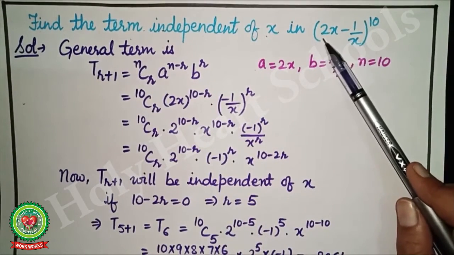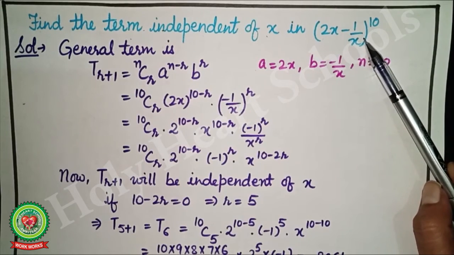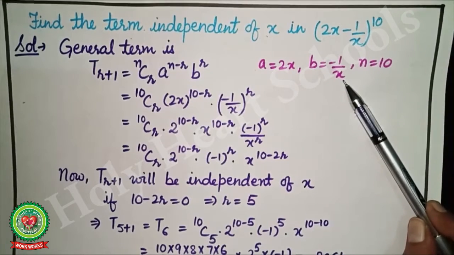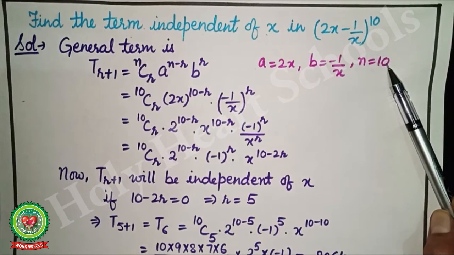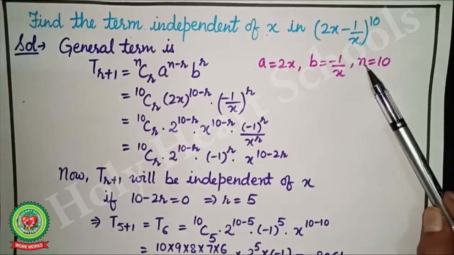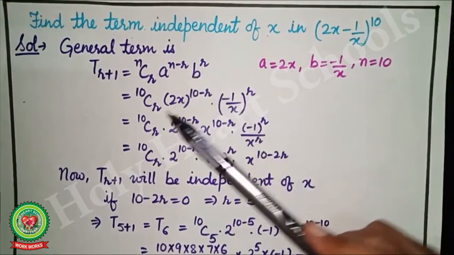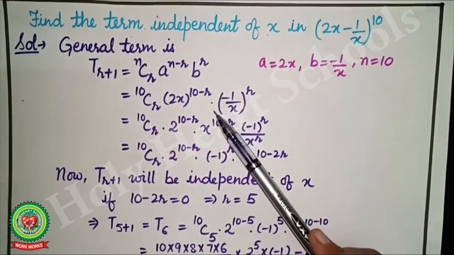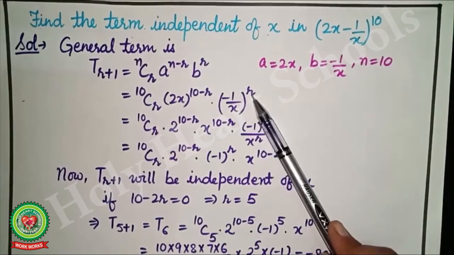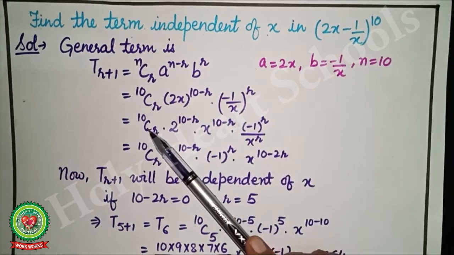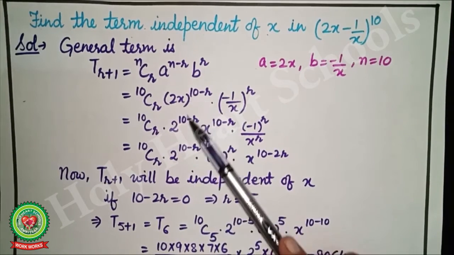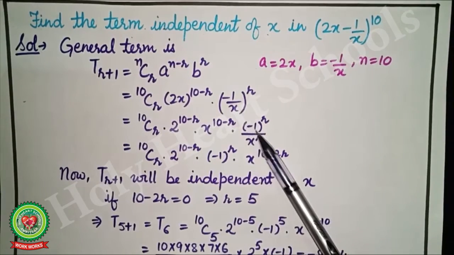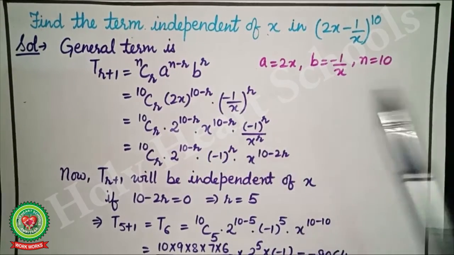When you compare the given expansion with (a + b)^n, we get a = 2x, b = -1/x, and n = 10. Now put the values of a, b and n in the general term. We get 10Cr (2x)^(10-r) (-1/x)^r. Now solve it. 10Cr, here we will get 2^(10-r) into x^(10-r) into (-1)^r upon x^r.